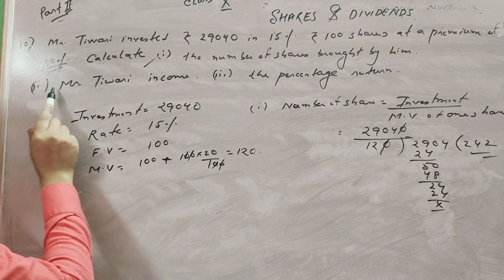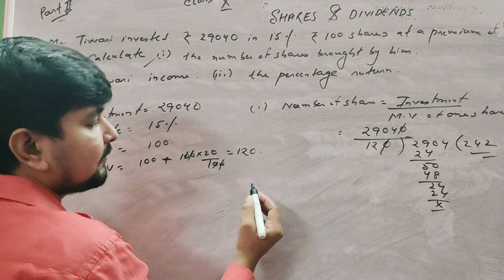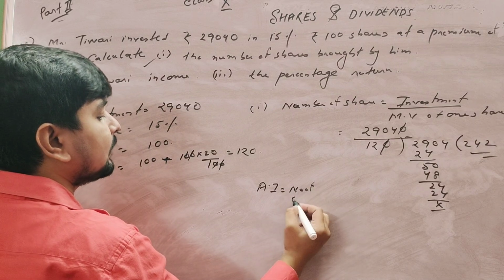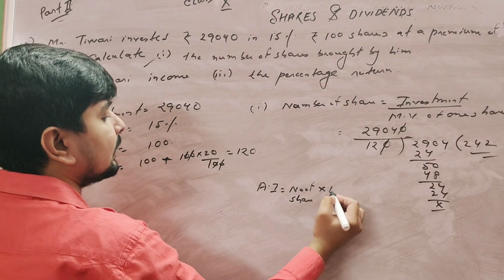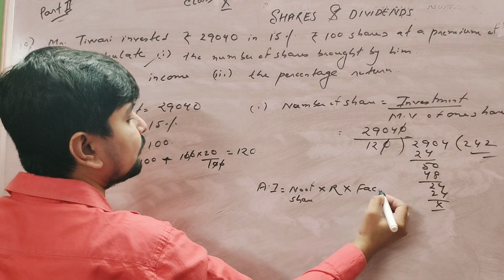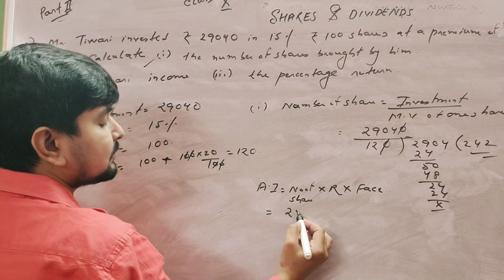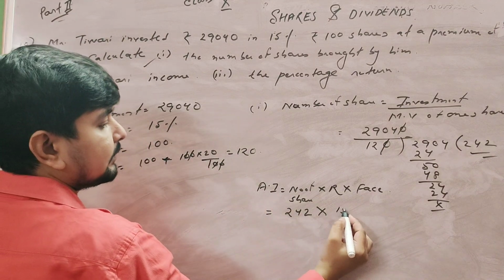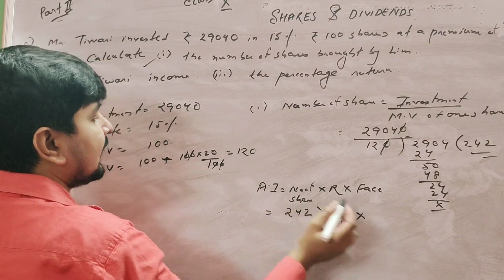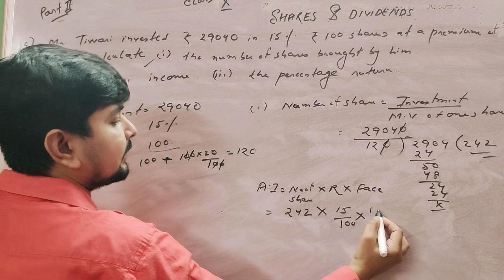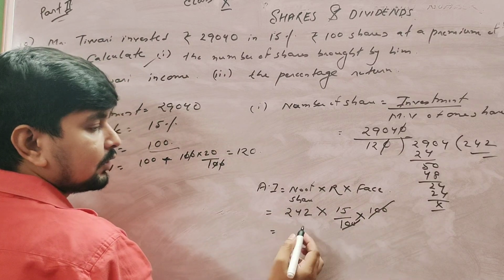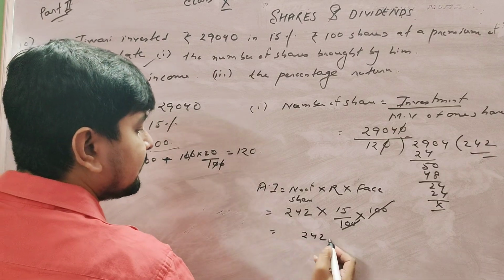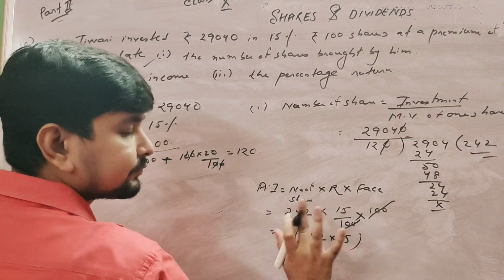Now second question: Mr. Tiwari's income, that is, annual income. So the annual income formula is number of shares into rate into face value. So the number of shares is 242, rate is given 15% and the face value is 100. So 242 into 15 is our annual income.